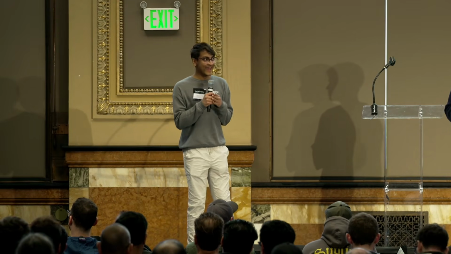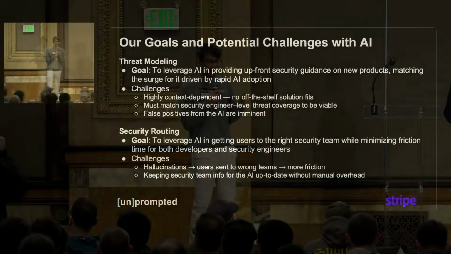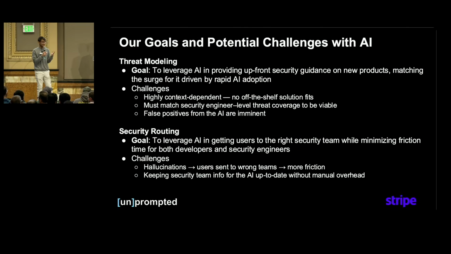As we've all come to know and love, AIs can and will hallucinate. And these hallucinations can actually end up recreating the problem we're trying to solve in the first place. For example, with security routing, if we're routing people to the wrong team, then we're having to get security engineers and developers re-involved in this whole process of getting them back on track, recreating the problem.